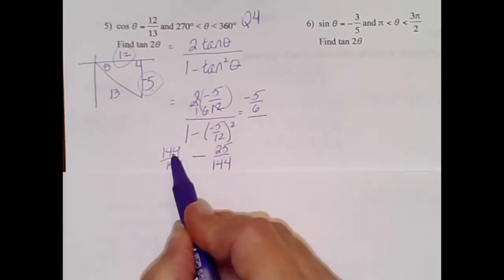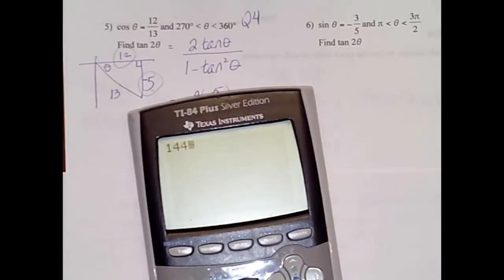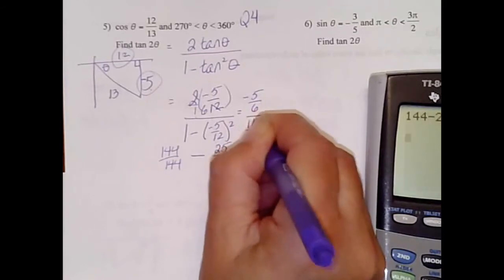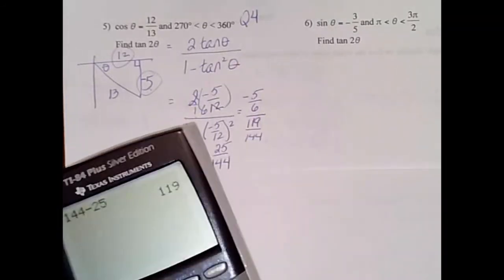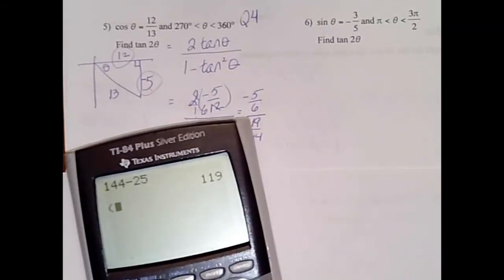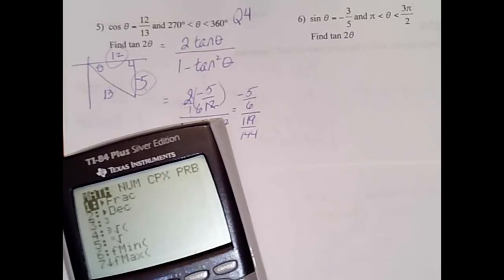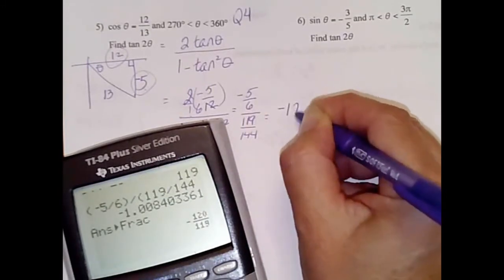Well, I'm actually doing this at night and I'm tired, so let's see. 144 minus 25, I'm going to need my calculator soon anyway. 119. 119 over 144. Okay, so let's figure this out. I'm going to do top divided by bottom. I'm putting everything in parentheses, negative 5/6 divided by, what was that, 119 divided by 144. I don't even need to close the parentheses at the end. I'm feeling kind of lazy. I got some crazy number, and I'm going to math, frac, turn it back, math, enter, enter, and my answer is negative 120 divided by 119.